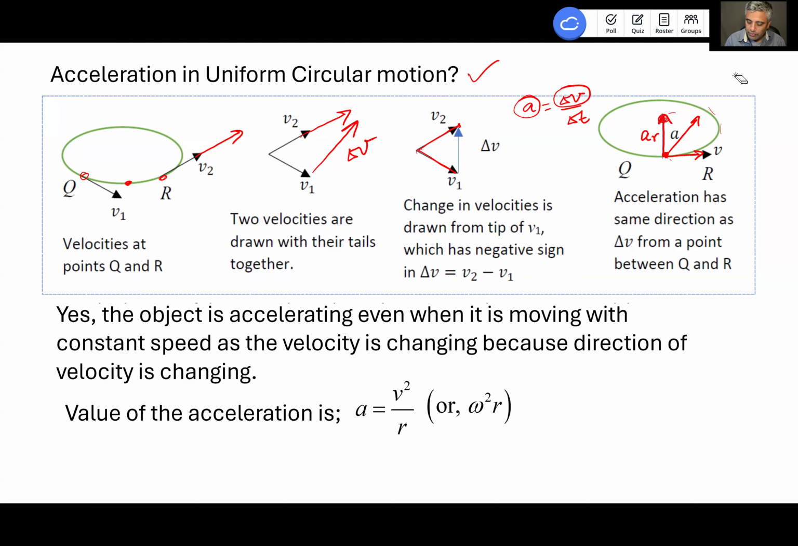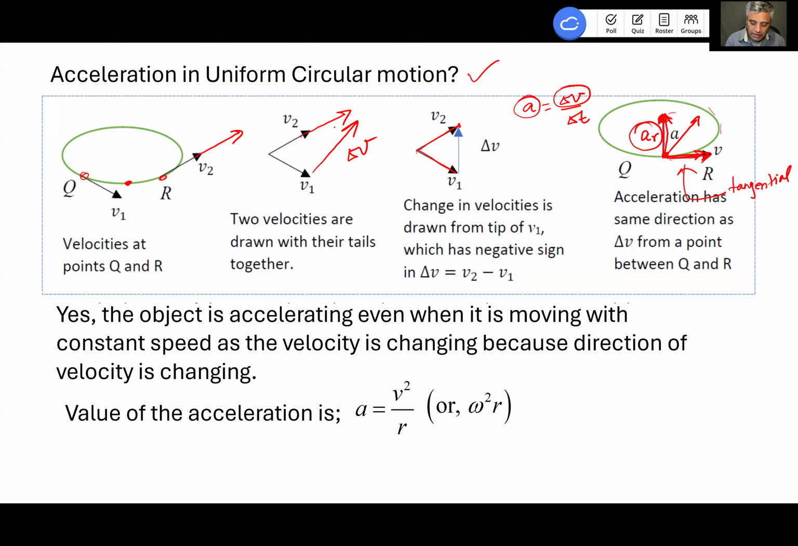So one component now lines up with the direction of velocity. Another component goes towards the center of the circle. So we call this radial, the one that goes towards the center, also called centripetal acceleration. And this is tangential acceleration, that lines up with the velocity.